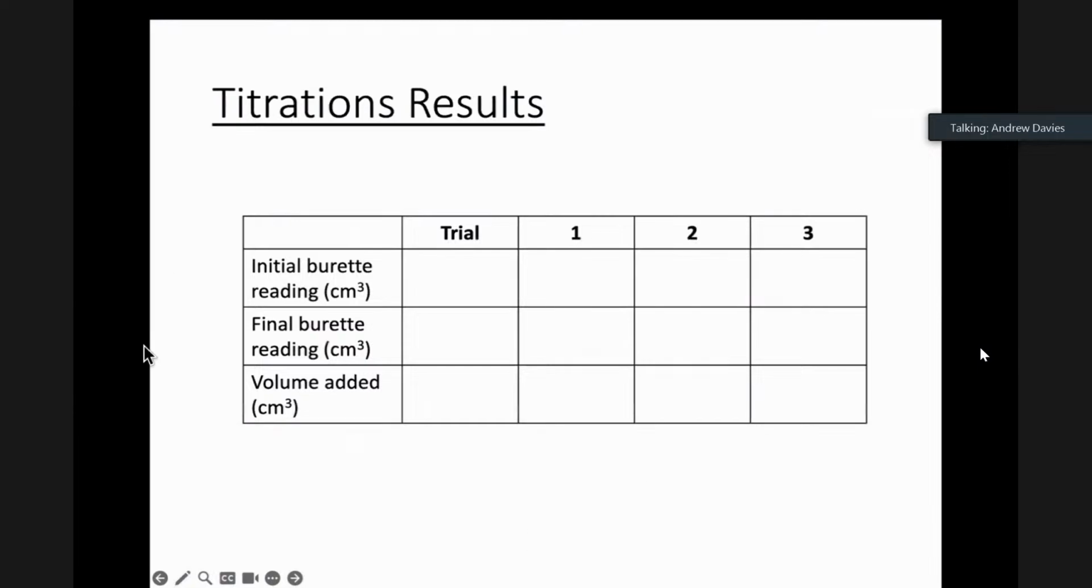I will get you to draw the results table quickly, or insert a results table on the OneNote in a minute. It's one of the things I want you to have done before the practical, so that when you come to do the practical, all you're doing is writing in your results, and it will save you a lot of time. So you can see we've got beginning reading, final reading, and then this is the difference.